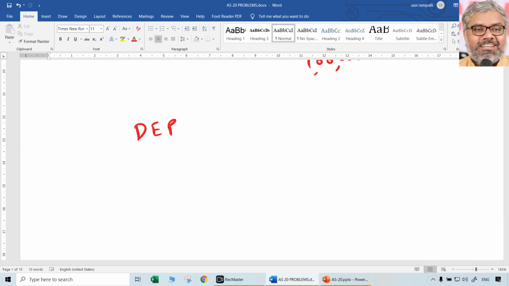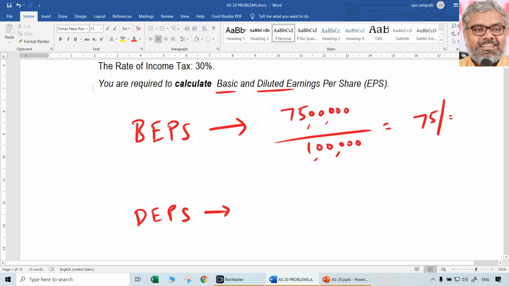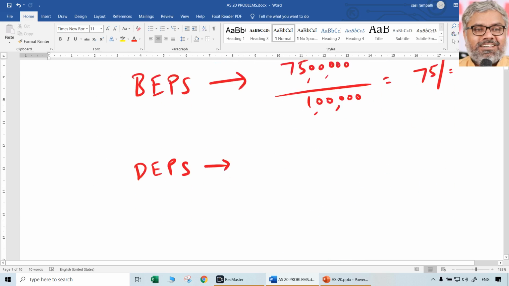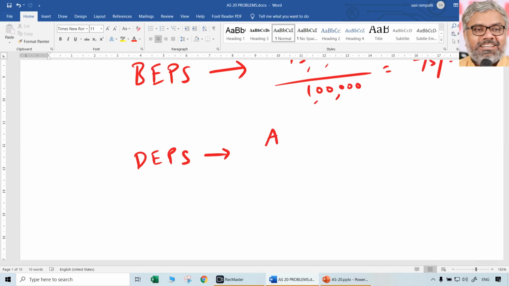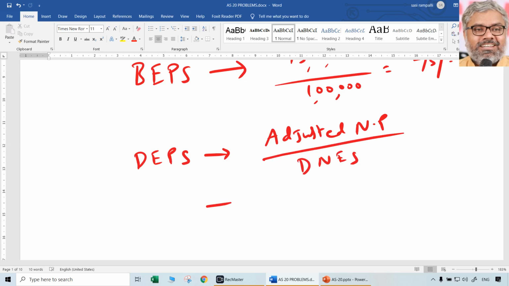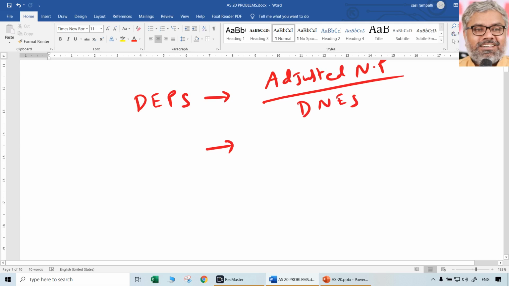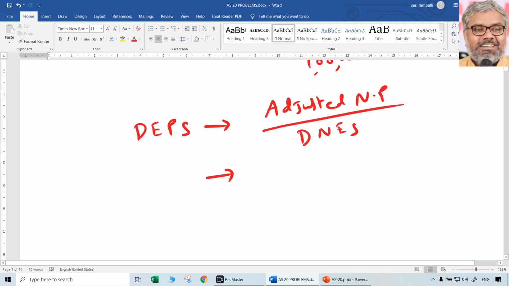Diluted EPS again you have to refer to AS 20, and according to AS 20, diluted EPS means the net profit adjusted for the dilutive potential equity shares being converted into equity shares. What could be the net profit in the numerator? You can call that adjusted profit or adjusted net profit divided by diluted number of equity shares or dilutive equity shares, you can say. Total equity shares after including the dilutive potential equity shares also.